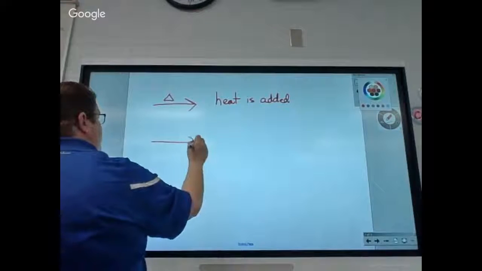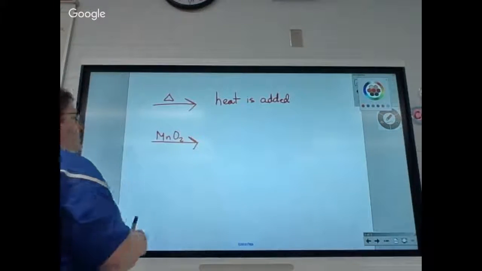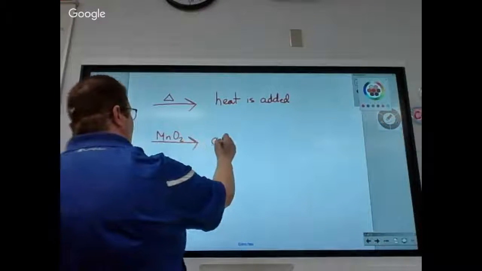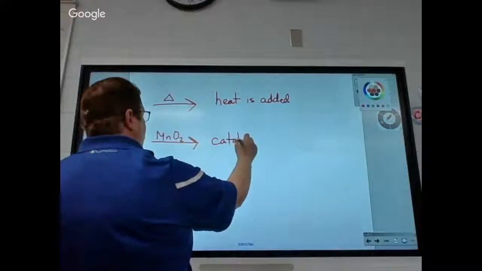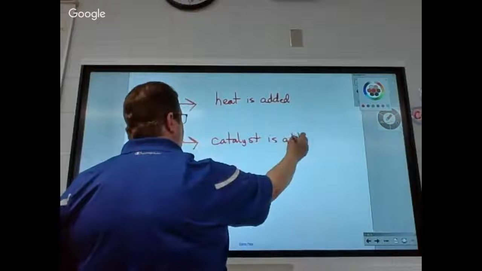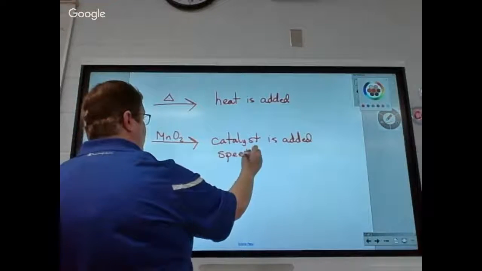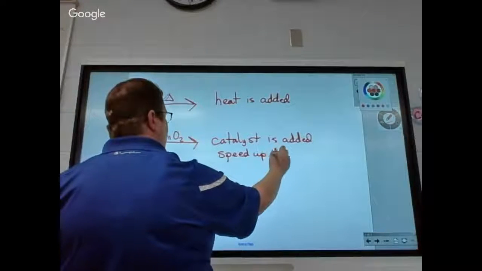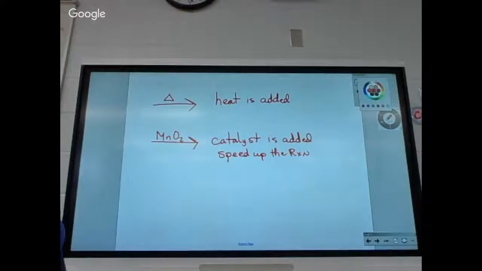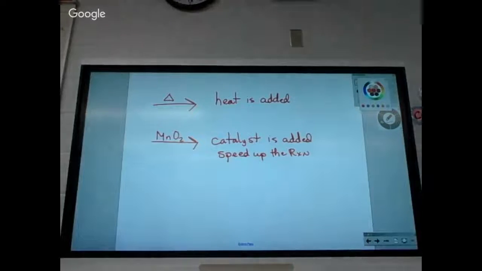Sometimes we write compound names, such as that. That means a catalyst is added. Anybody remember what a catalyst is from biology class? That's right. And that's just added to speed up the reaction. Later in the semester, we'll talk about things that affect reaction rates, and we'll talk about these again. Makes the reaction go faster.